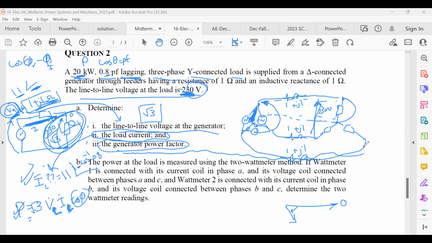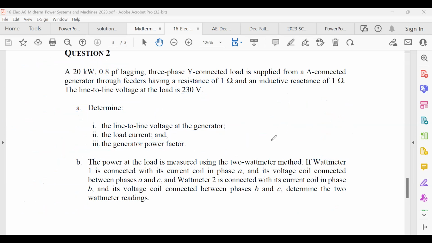Okay. Let's complete the second one, and then I'm going to show you all the answers. The second one is using the 2 wattmeter method. So from the 2 wattmeter method, if you remember, it's V line, I phase or line, and then cosine 30, and you put plus minus. If it's a positive sequence, you add this. If it's negative, you add this, and that's it.